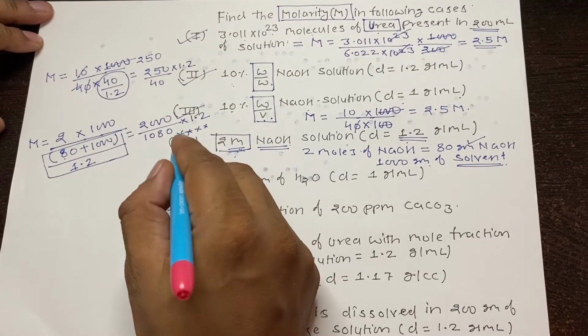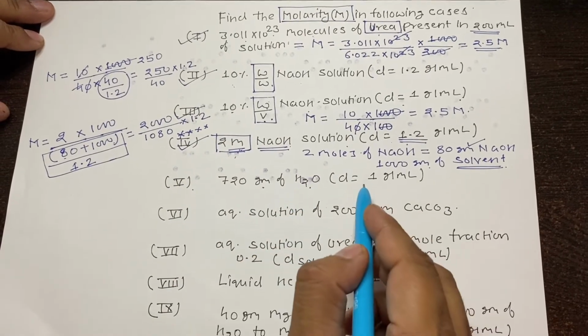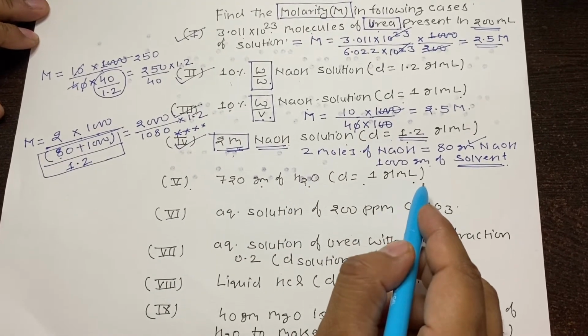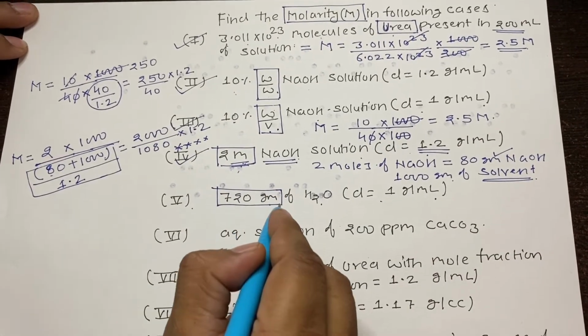Simply by solving this we can find the molarity of this solution when the molality of solution is given. In case 5, 720 gram of H2O, density 1 gram per ml is given. So definitely 720 gram of H2O is given.